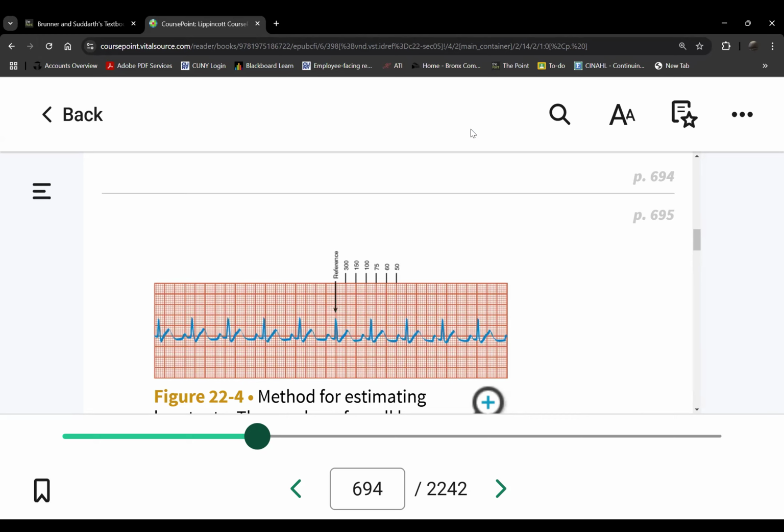How is it 10? 1 second. If 1 big box is 0.2 seconds, how many to make 1 second? 1 divided by 0.2 equals how many? 5, right? Okay, so 1, 2, 3, 4, 5, that's 1 second.